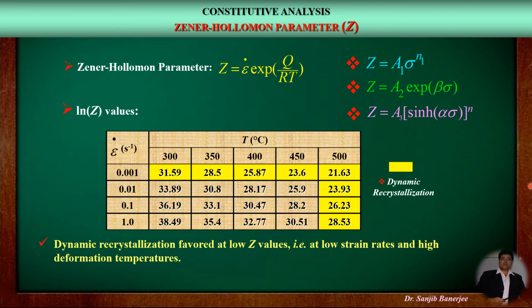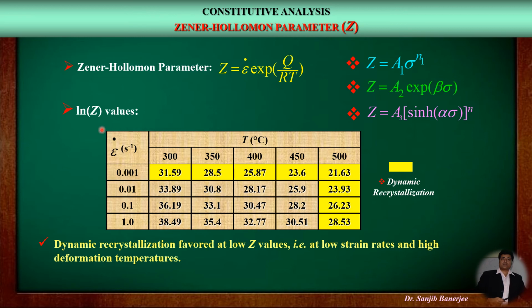Now we know that dynamic recrystallization is actually the reason of flow softening. Dynamic recrystallization is favored at low Z values, that is at low strain rates and high deformation temperatures. It is evident from this equation that the Zener-Holomon parameter Z will decrease with the decrease in strain rate and increase in deformation temperature, or in other words, the Z values will be lower with lower values of strain rates and higher values of temperatures. So for these lower values of Z, the dynamic recrystallization will be favored, where the flow softening will occur.